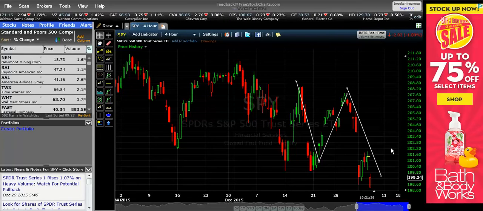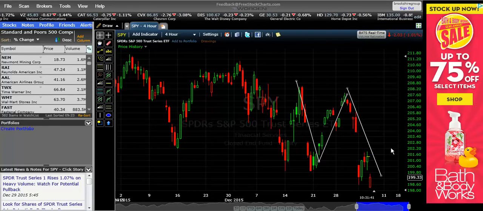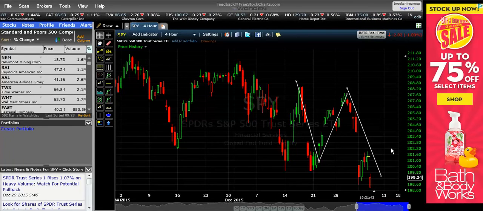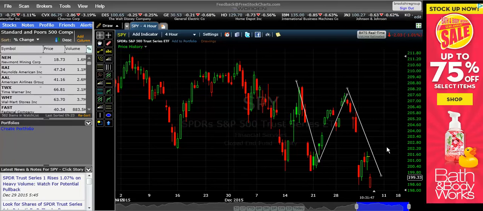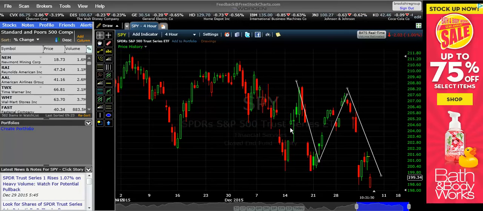And that's something else I do want to point out: this is not about predicting and guaranteeing that the market is going to move a certain way. It's about probability, the probability of something happening.